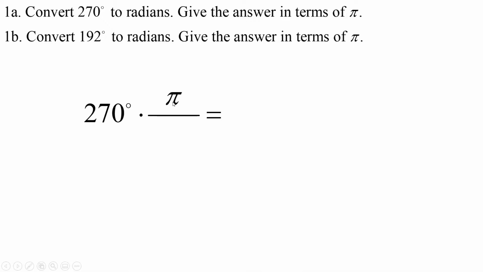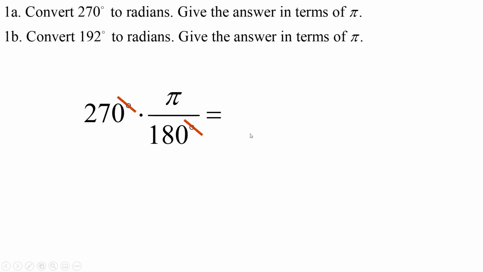And what is the equivalent to pi in degrees? That would be 180 degrees. And pi over 180 degrees is 1, so we are multiplying this 270 degrees by 1 right here. But now watch what happens. Do you see your units of degrees? They just cancel out now. And they want the answer in terms of pi.